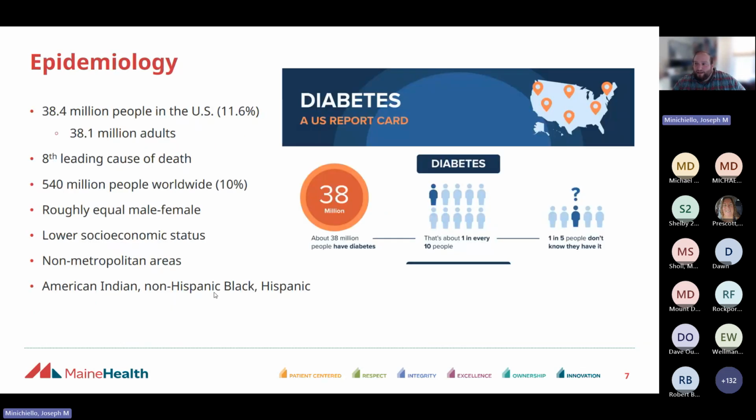So a little bit on the epidemiology. Who has diabetes? It's something that we encounter every single day in our field. 38.5 million people in the US. This is as of 2021 World Health data that we have these numbers. That's about 10% of the population. That's 1 in 10 people.